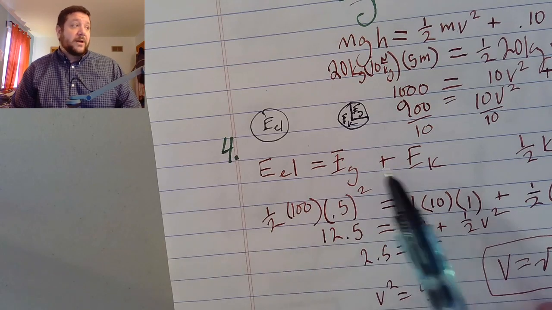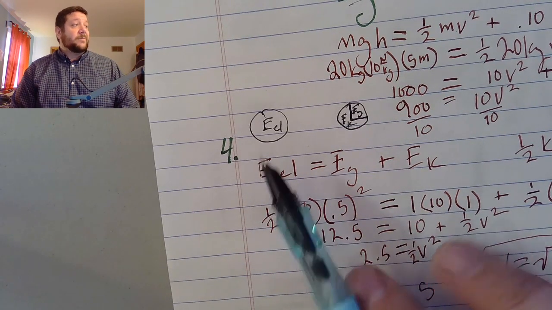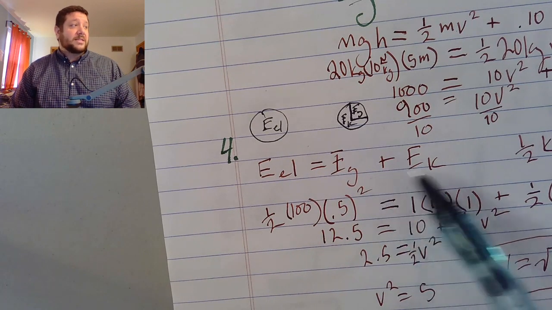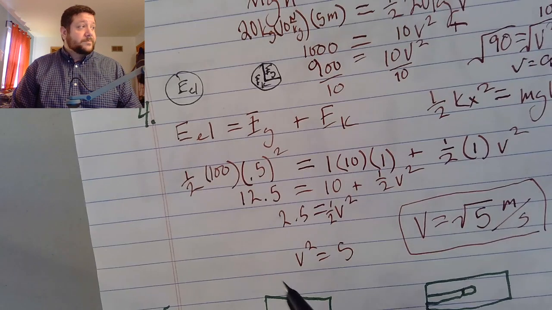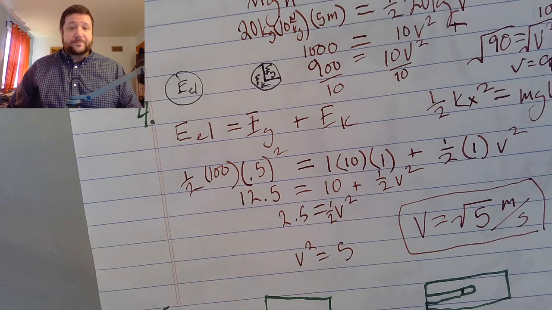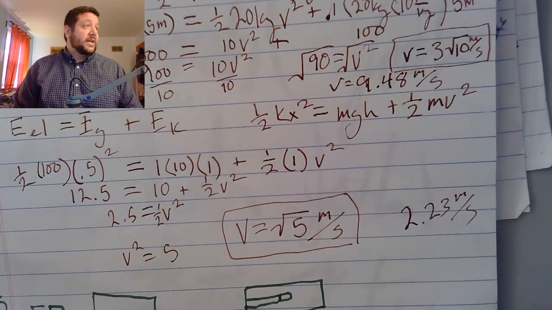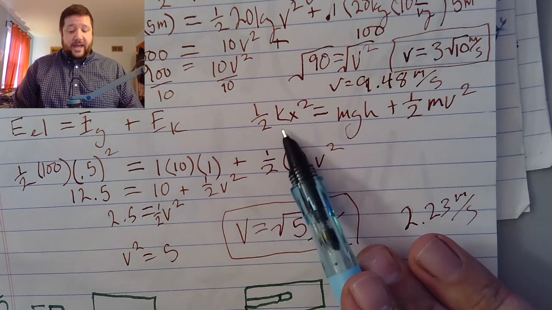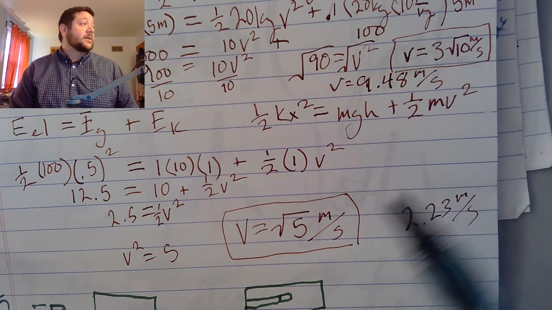You really need to write these out and then make sure you're double checking that this side of the equation matches with this pie chart. This side of the equation matches with this pie chart. Now we plug in the knowns here. So we know that the spring has a k of 100. Here's what the equations look like, just so that 1/2 kx squared is equal to mgh plus 1/2 mv squared.